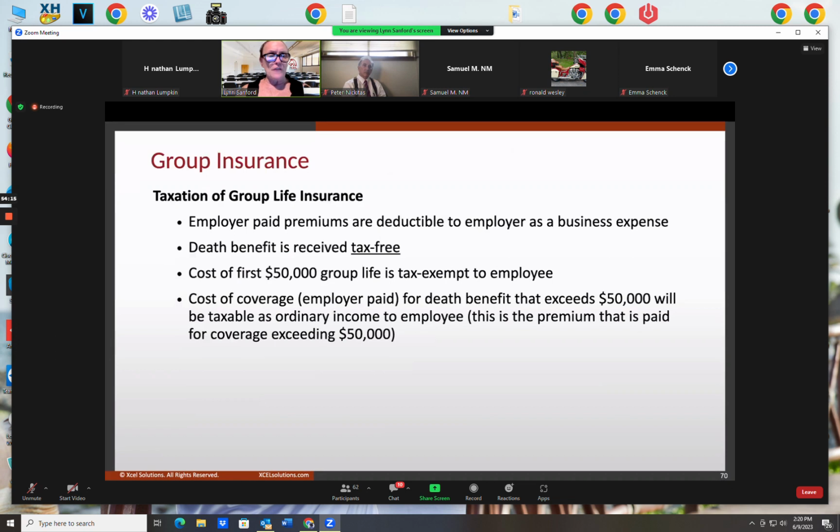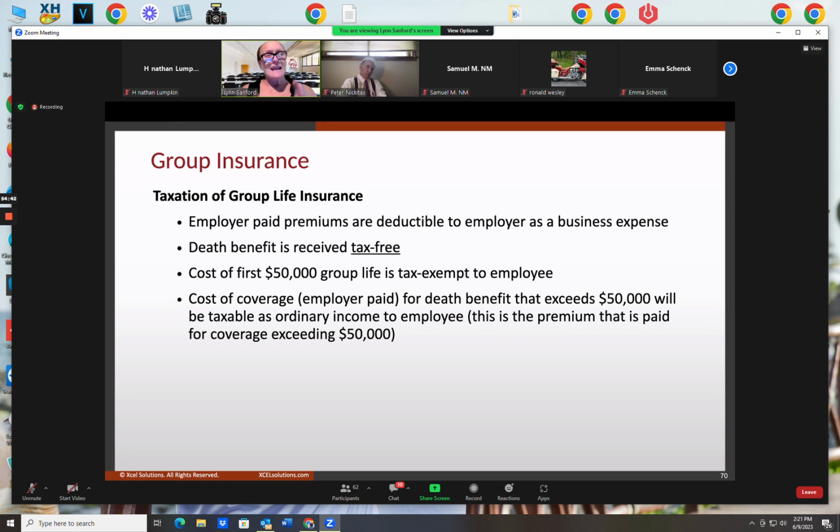Taxation of group life insurance. Employer-paid premiums are deductible to the employer as a business expense. The death benefit is always received federal income tax-free. The cost of the first $50,000 worth of group life on your life is tax exempt to you, the employee. But the cost of employer-paid coverage for the death benefit that exceeds $50,000 on your life will be taxable as ordinary income to you, the employee. This is the premium that is paid for coverage exceeding the $50,000.